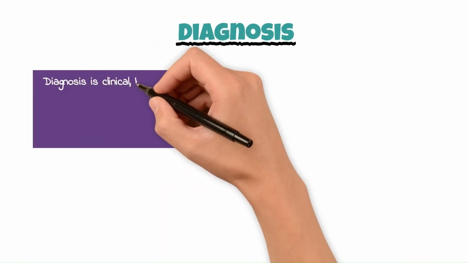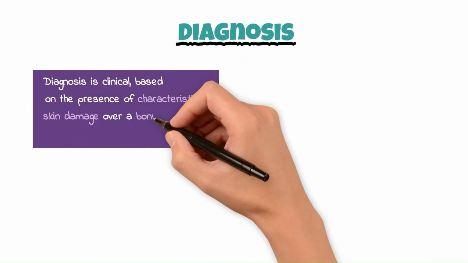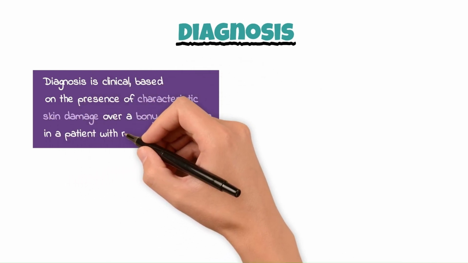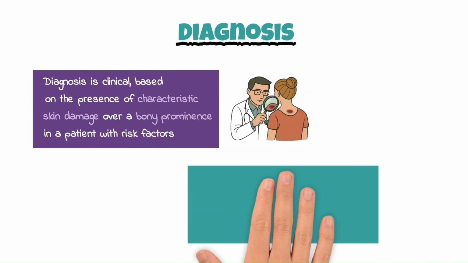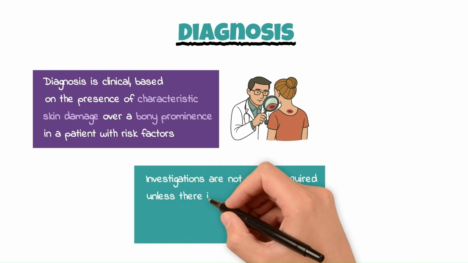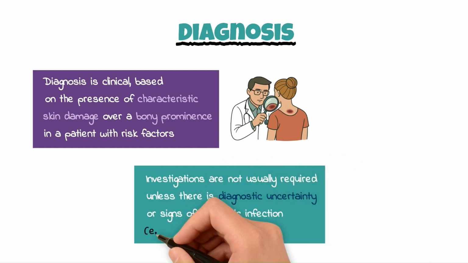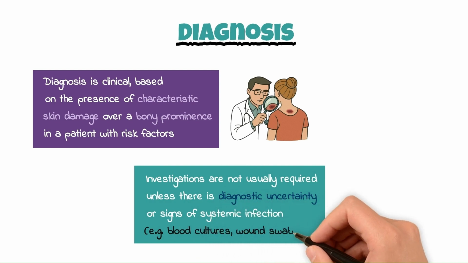Diagnosis. Diagnosis is clinical based on the presence of characteristic skin damage over a bony prominence in a patient with risk factors. Investigations are not usually required unless there is a diagnostic uncertainty or signs of systemic infection, for example blood cultures or wound swabs.